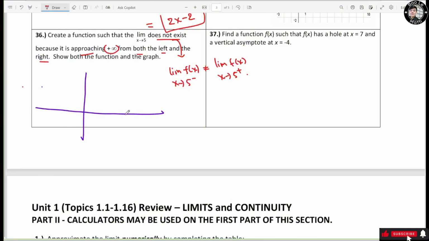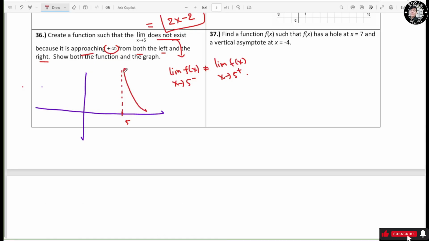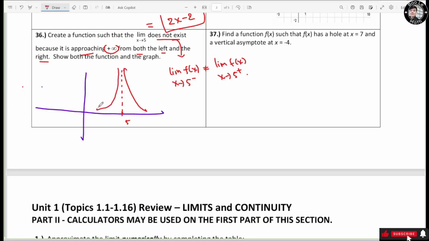So we locate 5. Suppose I have 5 right here. The limit of the function f of s when s approaches 5 minus is different from the limit of the function f of s when s approaches 5 plus, and they both approach positive infinity. So right here I just draw the vertical asymptote. It could be something like this. Now question 37.